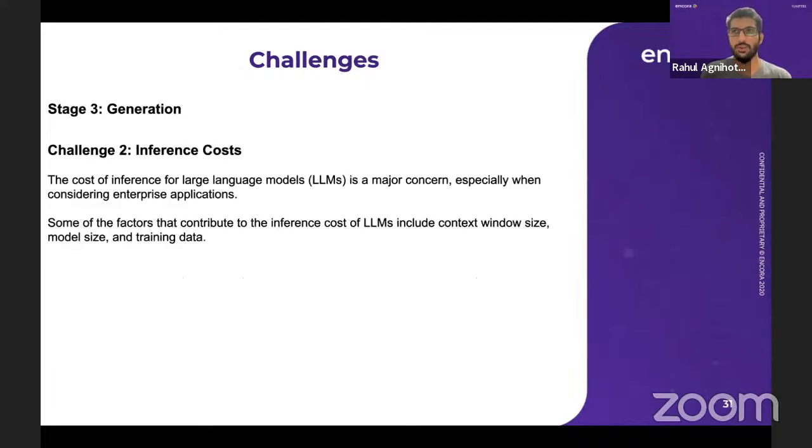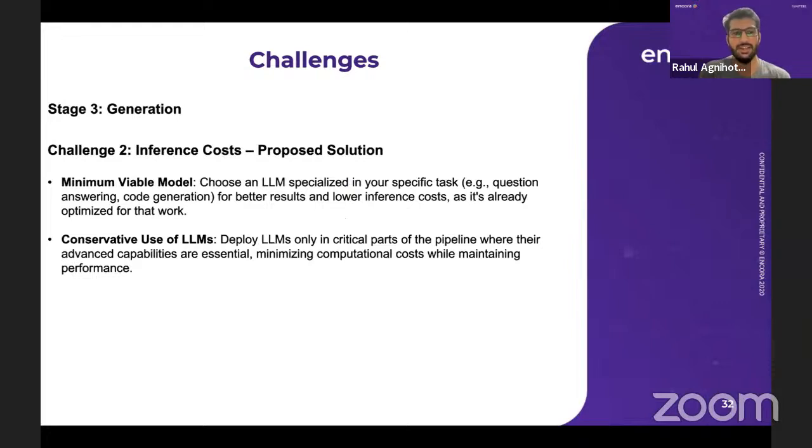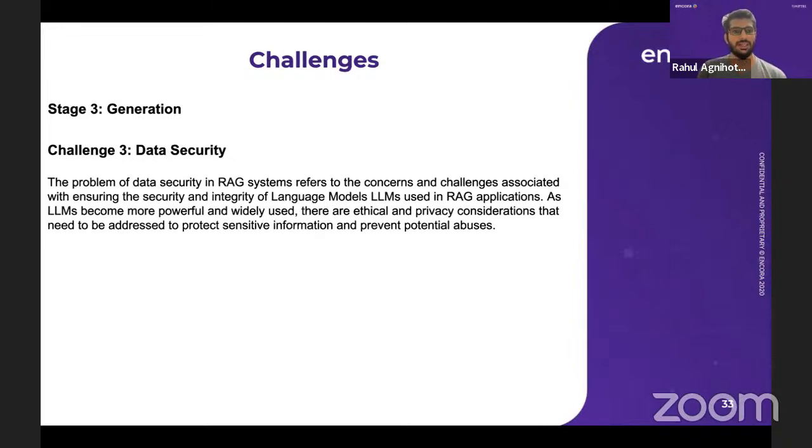Second thing is you can use a small model. It is going to take less time. The output might not be the best 100% of the times, but it will always optimize your cost. So you must take care of what kind of model you're using, depending on what kind of inference cost you can afford, and how conservatively you can use LLMs.